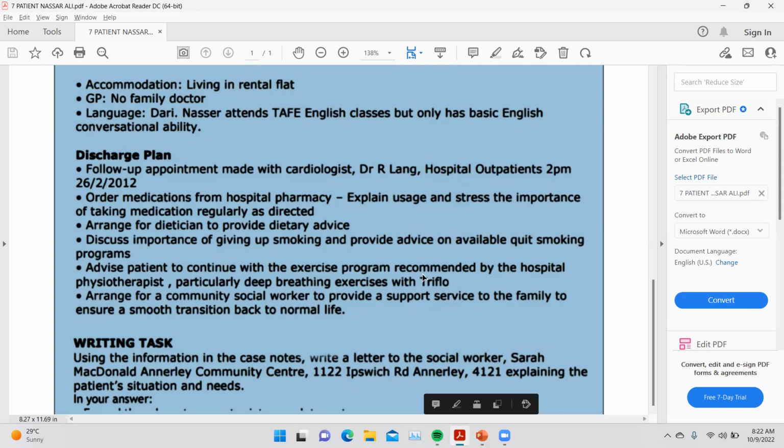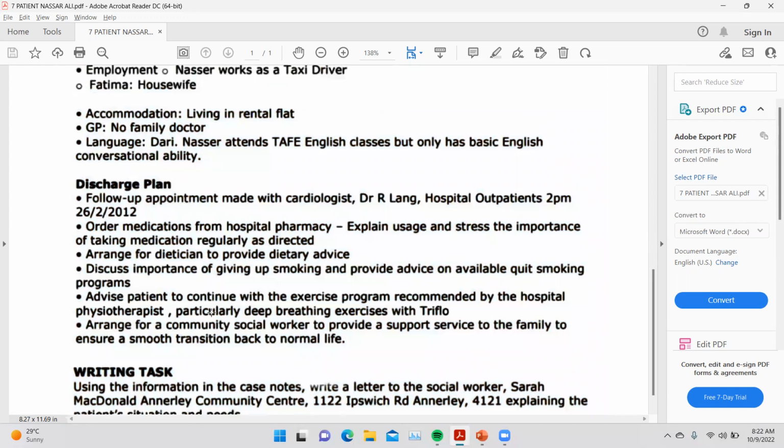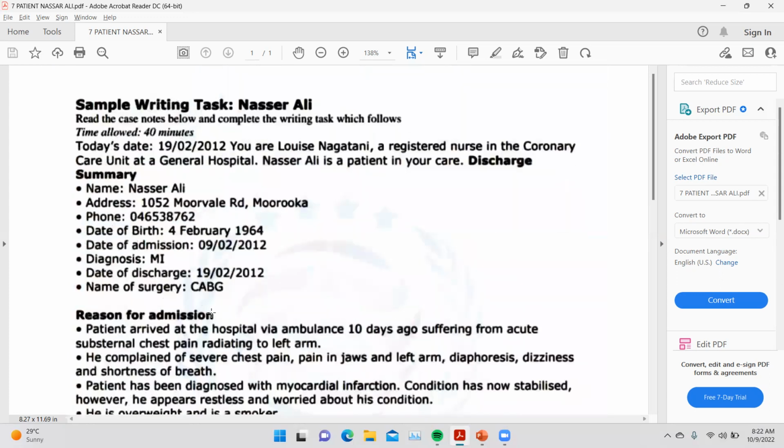So, social worker. When we are writing a letter to a social worker, the first thing that you have to remember is that we have to give much importance to the social contents, not medical conditions or medications. Got it? So, keeping this in mind, we are going to check which bullet points we have to accept and which we have to omit.